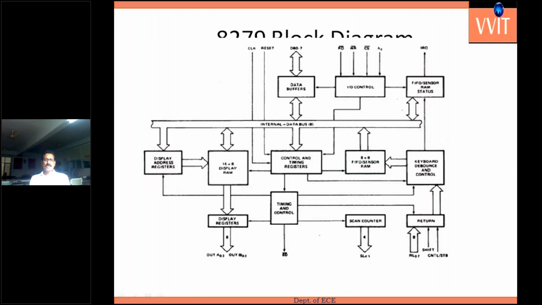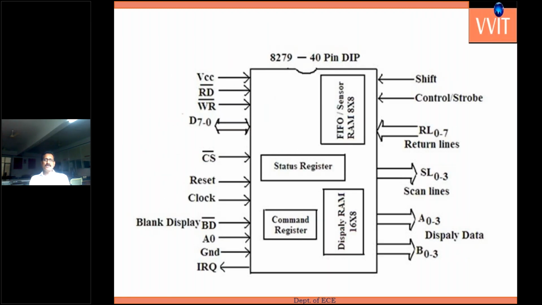The next one is the 8279. Our last concept is the 8279. The 8279 is referred to as the keyboard and display interface. The keyboard is sensed by the scan lines SL0 to SL3, and the display is done with the help of the display unit. When you press any one of the keys, it reads that information and services the IO devices. This 8279 supports a 64 key input.